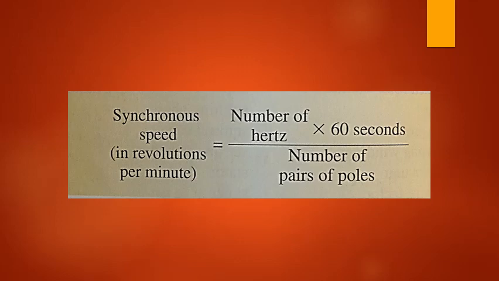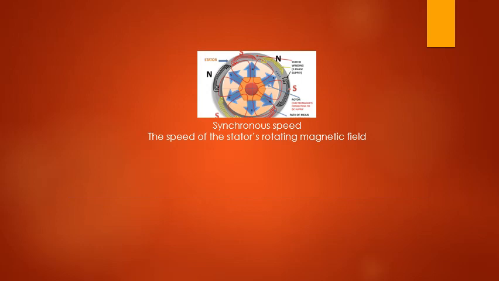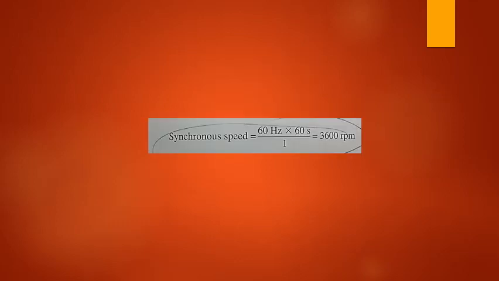Inserting the frequency coming from a standard outlet (60 Hz) into the formula we just showed, along with two poles, one pair, for a motor, the equation becomes the following, shown on the screen. The synchronous speed of a three-phase induction motor with one set of wire coils per phase is 3,600 RPM.